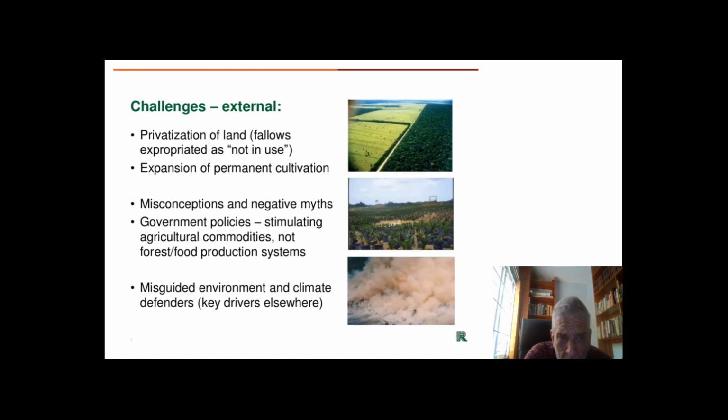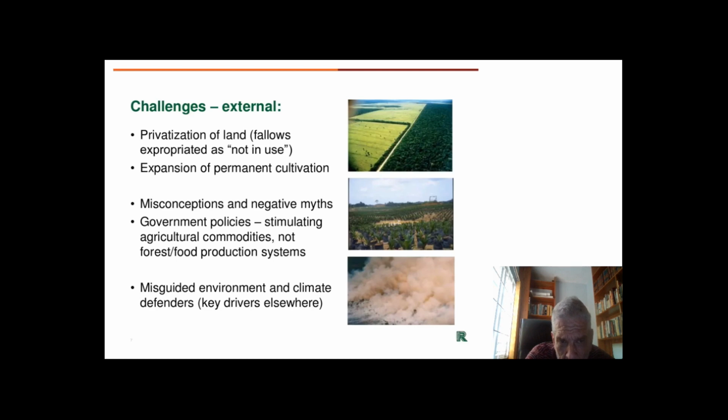Then we have misconceptions and negative myths. As I said, people have misconceptions about shifting cultivation, that it's harmful to the environment and the people are primitive, and therefore we need to enlighten them and move them away from their primitive lifestyle. So misconceptions are harming them.